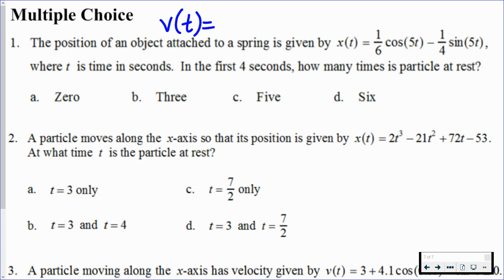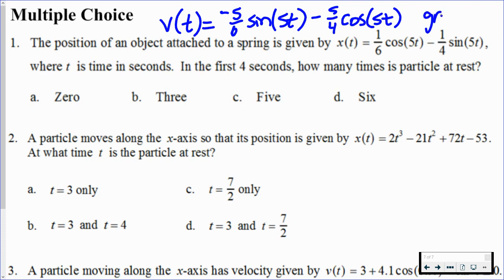Take derivative of 1/6 cosine of 5t. We're going to have negative 5/6 sine of 5t. Derivative of negative 1/4 sine of 5t is going to be negative 5/4 cosine of 5t, using chain rule there for trig. Now, what I would do with this, graph this function. You can graph it using x's, and make your window from 0 to 4, because notice that this says in the first 4 seconds. So change your window to be from 0 to 4.